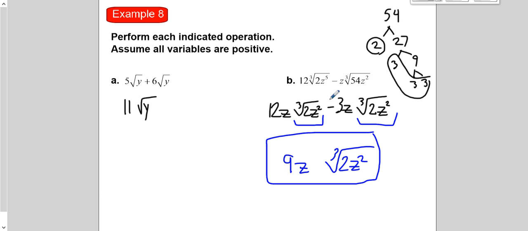Simplify both of them first. Make sure they're like terms. Then if they're like terms, then we can subtract. Put that a little closer together. That looks better.